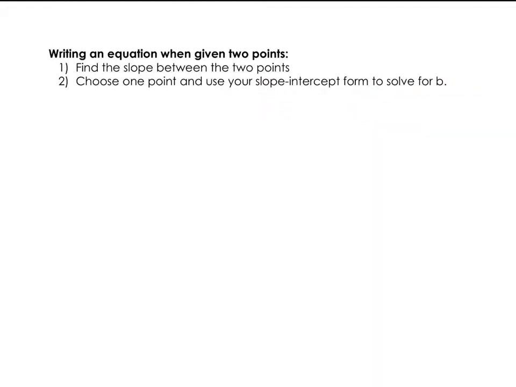Now, to write the equation, there's two things we're going to have to find, and that's the slope and the intercept. First, we're going to start by finding the slope between the 2 points, and you've been doing this for quite some time now. Then, we're going to choose any point on the line, and we're going to solve for b. And I'll show you how to do this in a second.